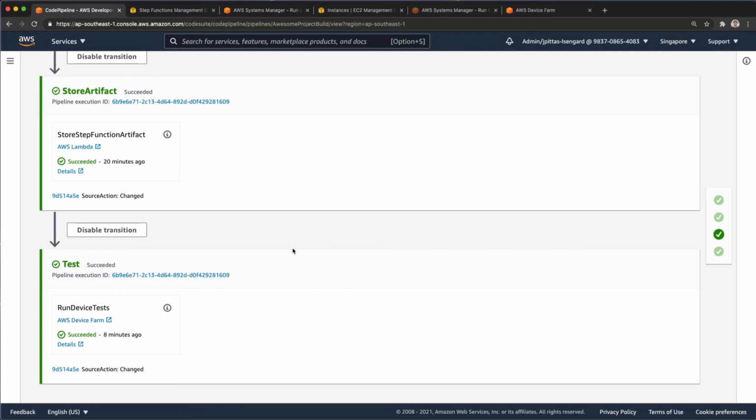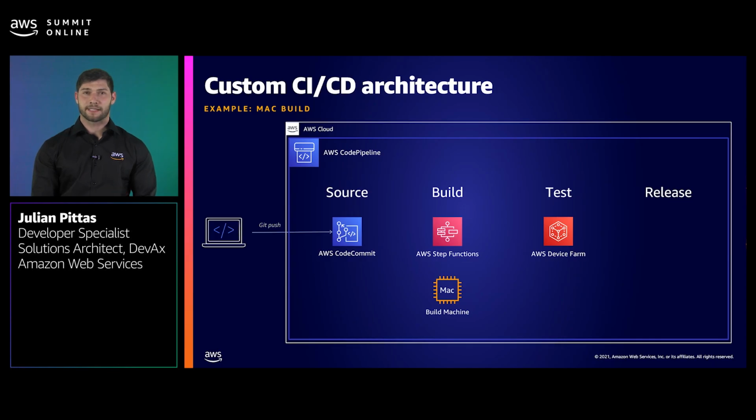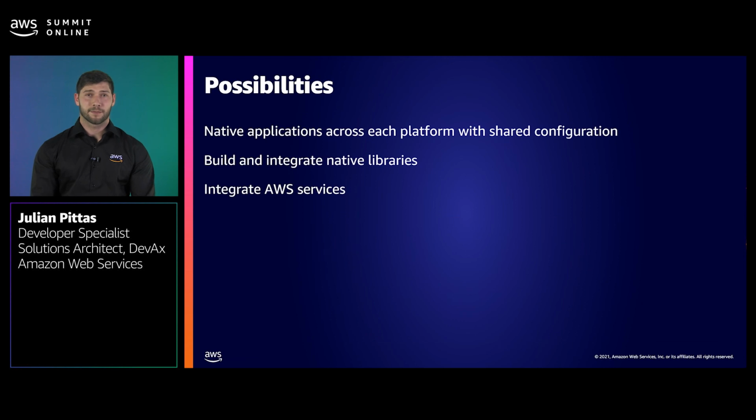Awesome. We've now seen how we can use CodePipeline and a custom build step to build iOS applications. In the demo, we saw how we can achieve a custom pipeline step, like building on a private EC2 instance running macOS. We also tested our application using Device Farm. But we could take this a step further and use another custom pipeline step to release the application to the App Store. There are a lot of possibilities of what you can achieve when using this pattern.